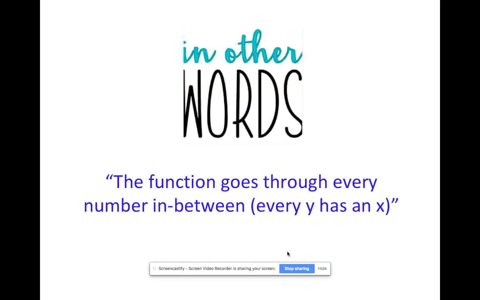Now, in other words, this means that a function has to go through every number in between. Every y has to have an x. It's kind of like saying someone was driving a car and they were going at 20 kilometers an hour, and eventually they got to 100 kilometers an hour. Well, we know that to go from 20 to 100, they have to go through every number in between. They have to go from 20 to 21 to 25. They have to go all the way to 100. Now, it doesn't mean that they don't drop down a little bit, whatever. They are going to go through every number in between.